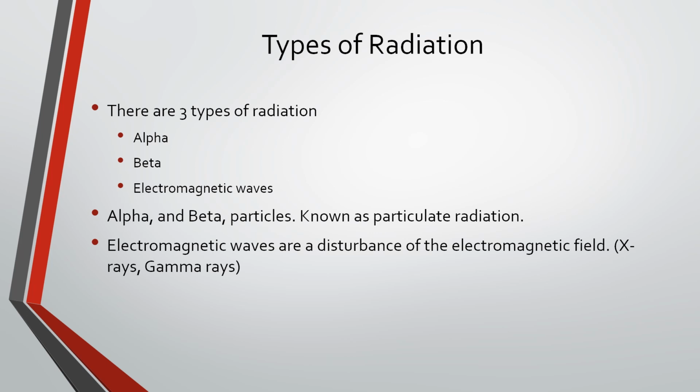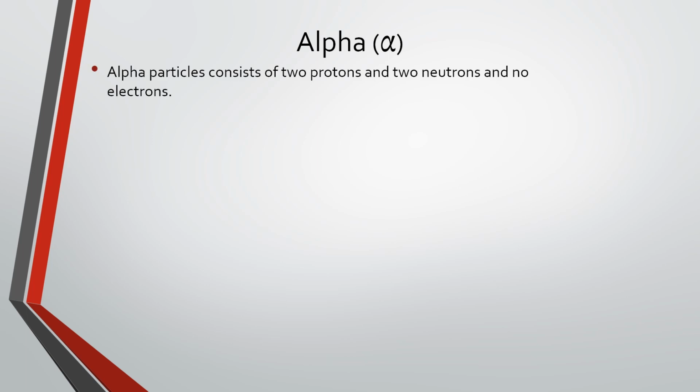Electromagnetic waves are a disturbance in the electromagnetic field, which are, of course, the X-rays and gamma rays that we've learned about. We'll talk about alpha particles. Alpha particles consist of 2 protons and 2 neutrons and no electrons. So it's just a nucleus of 2 protons and 2 neutrons, like the nucleus of a helium atom that doesn't contain any electrons. We call that an alpha particle. They carry a positive charge.